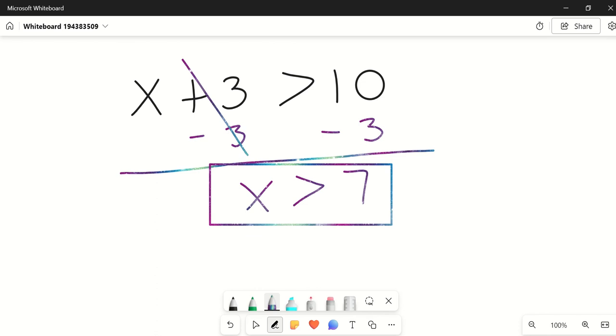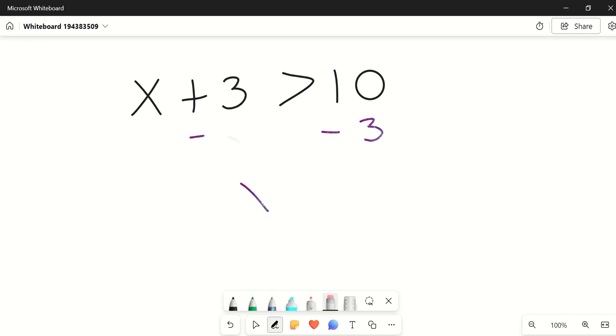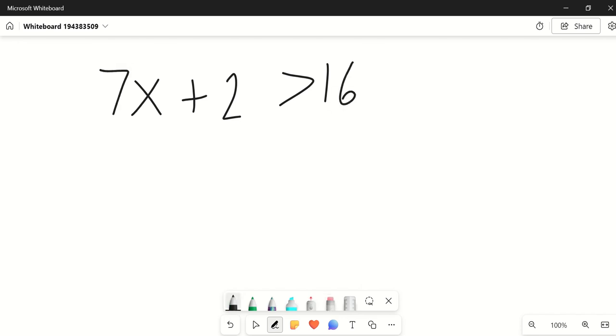Well, for this one, yeah, that was a one-step inequality. Now, let's change it. Let's say 7x plus 2 is greater than 16. What would be my first step now?